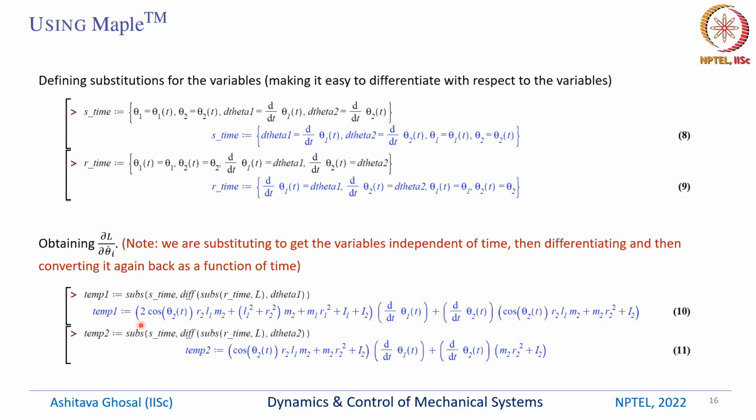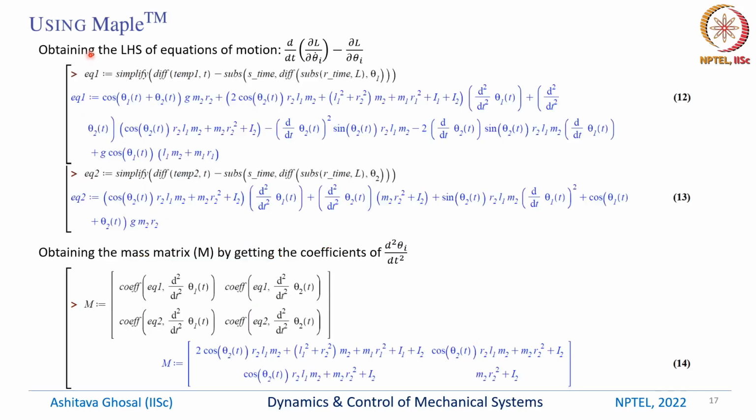So what do we do? We assign two variables, temp1 and temp2. So temp1 is this long expression. Remember, this was part of the kinetic energy. Temp2 is this also reasonably long expression. And then we will take these partial and time derivatives. So the first equation is the implementation of d by dt of dL by d theta i dot minus dL by d theta i.